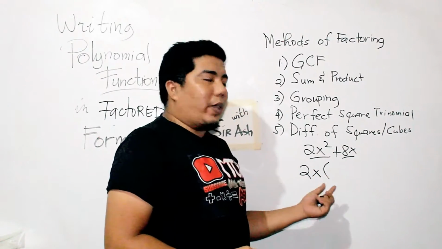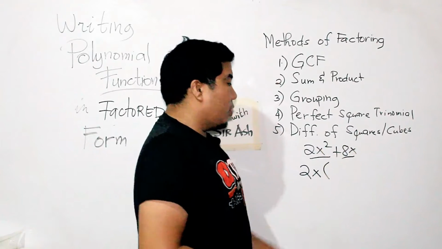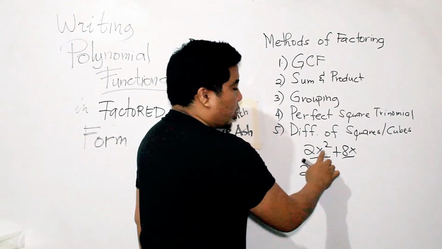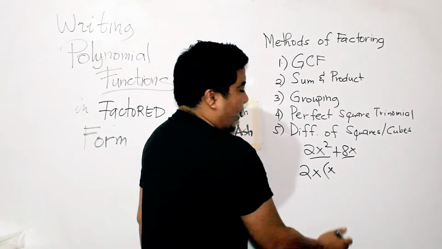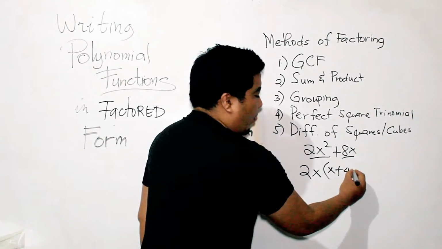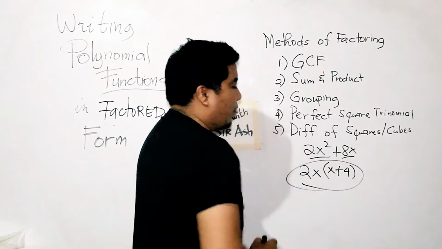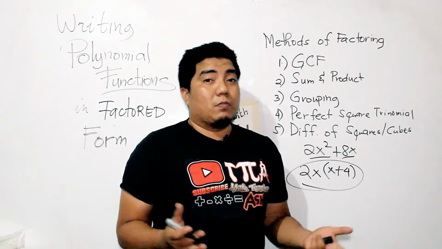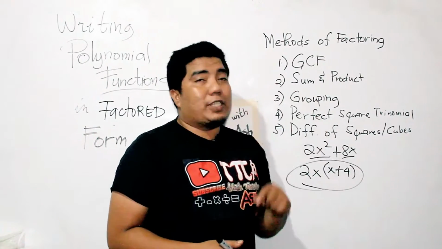If you extract 2x from both terms, you will have x, because 2x squared divided by 2x is x, and 8x divided by 2x is positive 4. Therefore, the factored form is 2x times x plus 4. That is by the use of GCF.